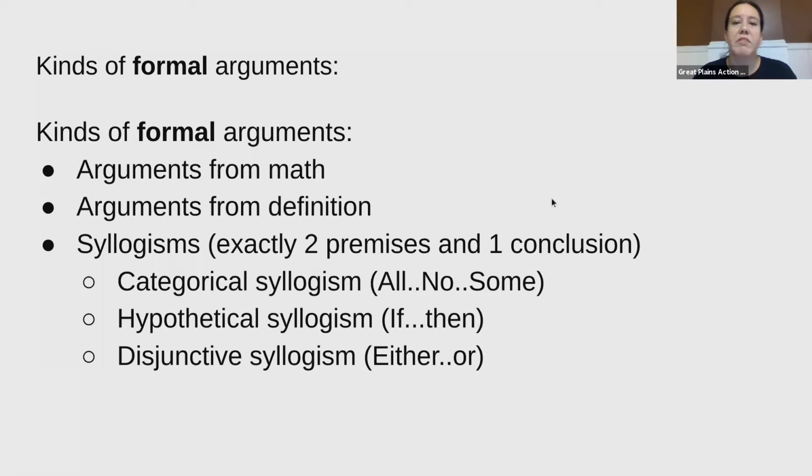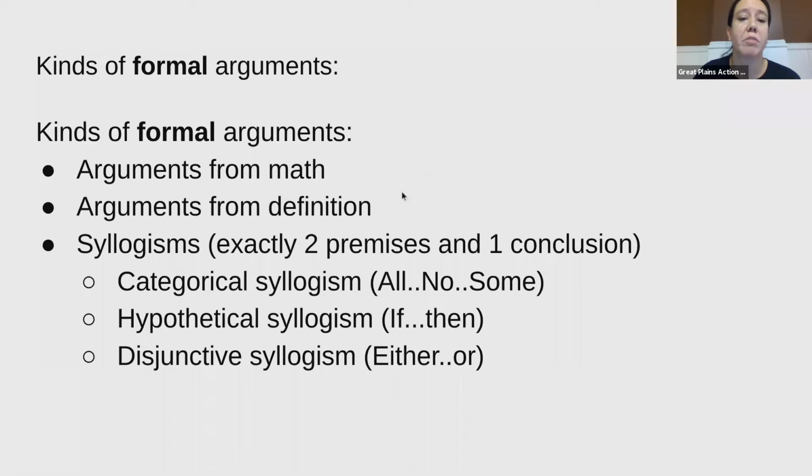It's very useful to know the different kinds of formal arguments. So 3 that I point to here are arguments from math. So if I were to say, I have 4 apples and I gave 2 apples away, therefore I only have 2 apples left. The reasoning would be, because math. And given the definitions of 4, 2, minus, if those premises are true, the conclusion has to be the case.